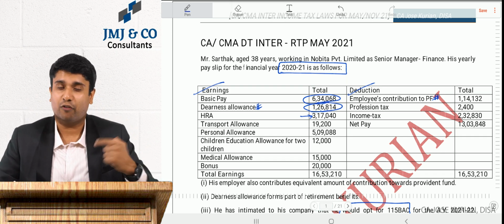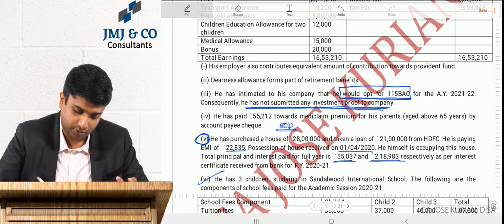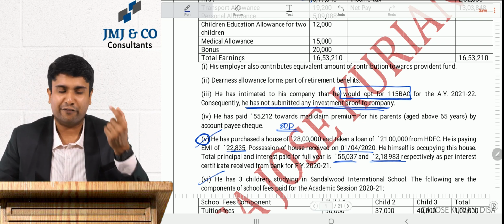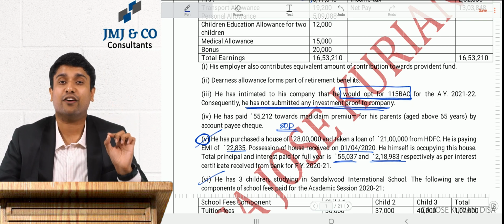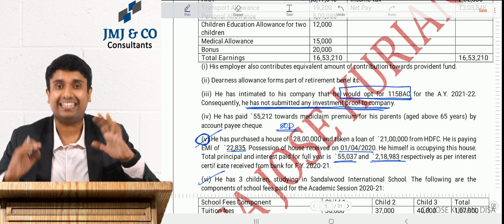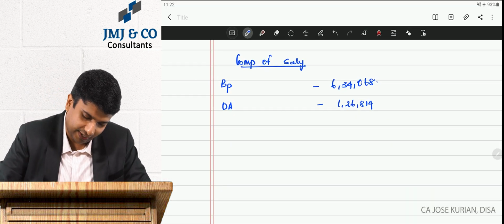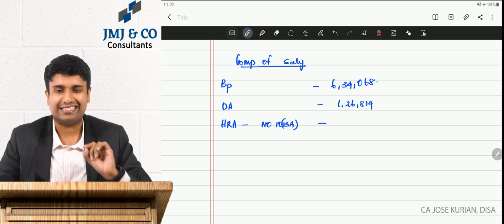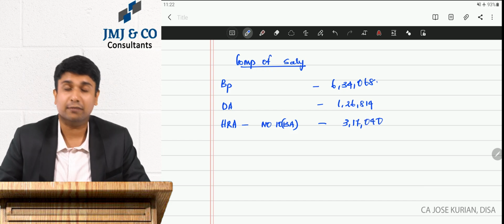And there is one more reason. He owns a self-occupied house property, right? For purchasing that house property, he took a loan. Hope you remember in point number 5. So he's staying in that home and he's not actually paying any rent, right? If the employee is not actually paying any rent, then that employee cannot take the benefit of 10(13A) exemption, and the entire HRA will be taxable in his hands. Alright? And hence no 10(13A) exemption, and the entire 3,17,040 rupees will be taxable in his hands.